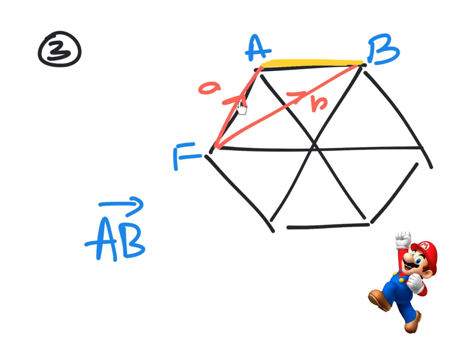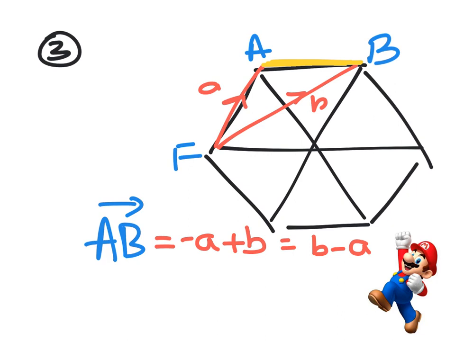So if you come down this one, you're going in the opposite direction to a, so that's negative a, and then you're going positive b. So A to B is negative a, add b. Or if you want to put the positive number first of all, b minus a.